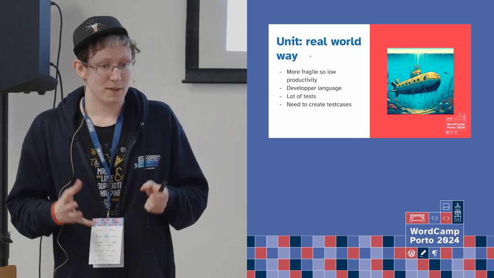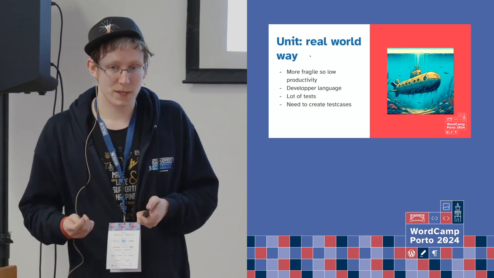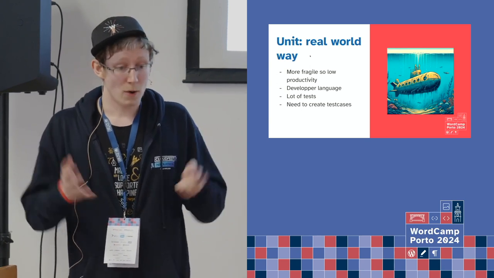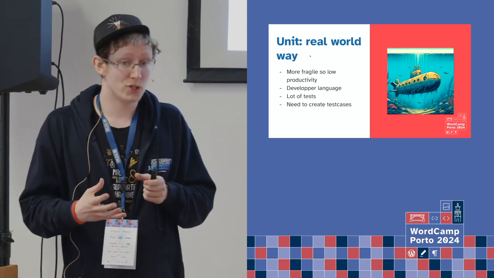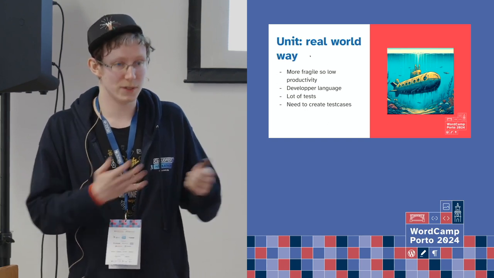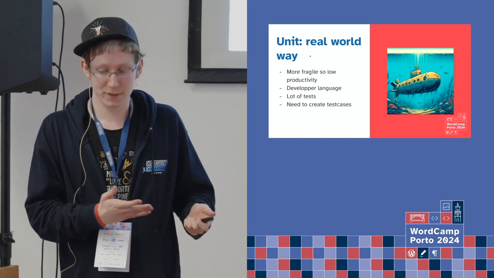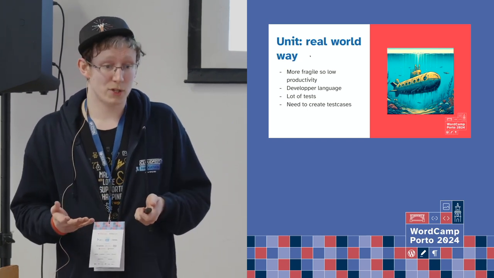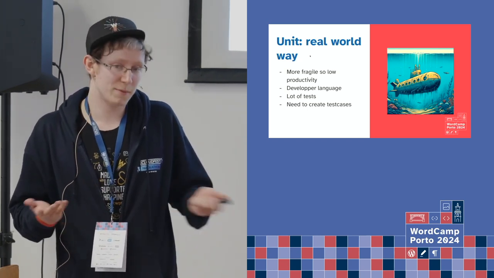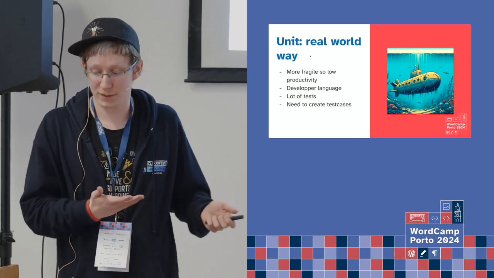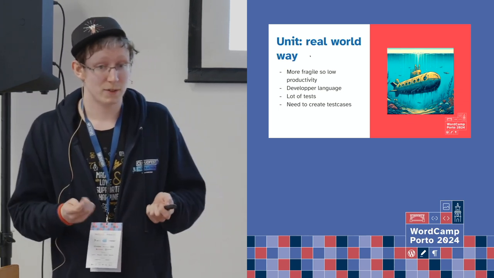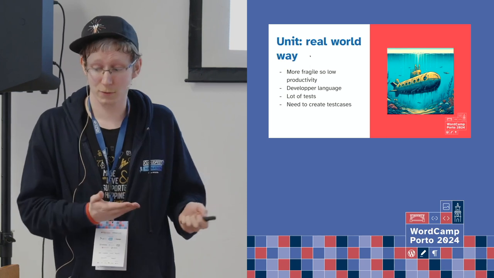Unit tests are at the level of the class or the method, so they are way easier to break. If you change anything in your application that breaks some unit tests, you have to re-implement them, and so you will have low productivity. They are in the developer language. CEOs and managers are business people. For them, that's Chinese. There are a lot of tests, and to their eyes, a lot of tests is a lot of work.